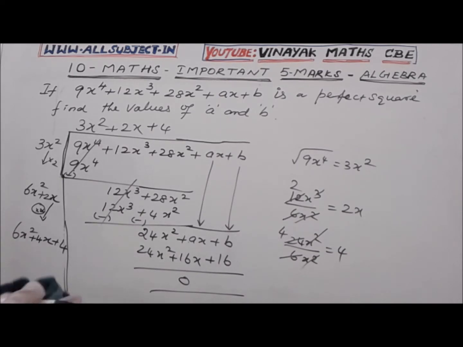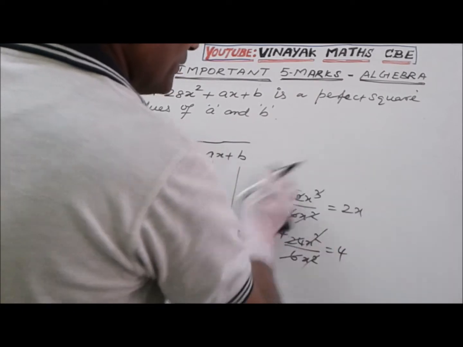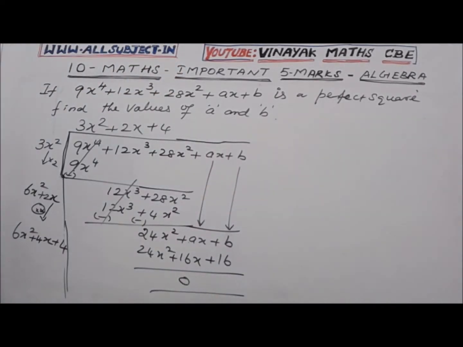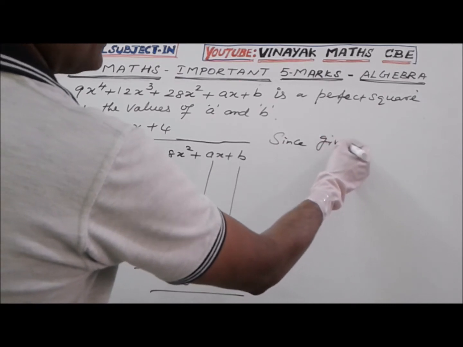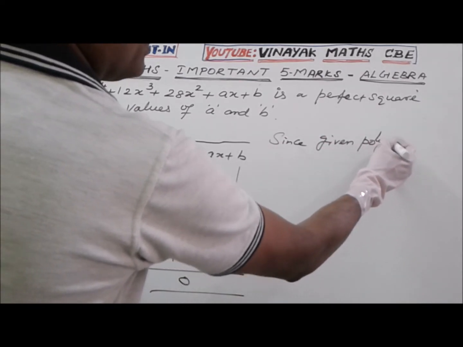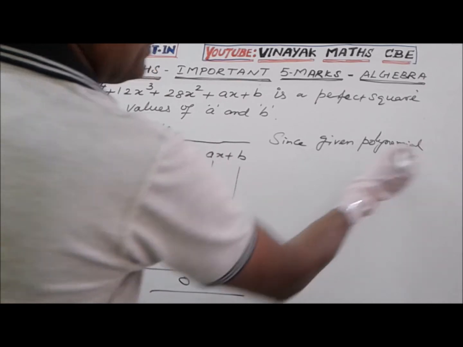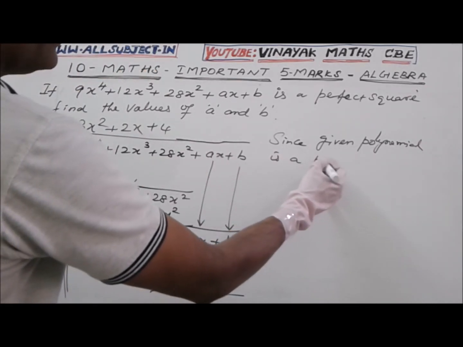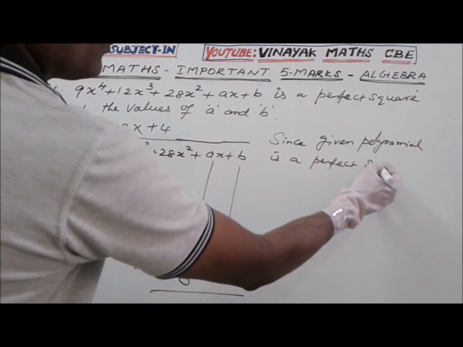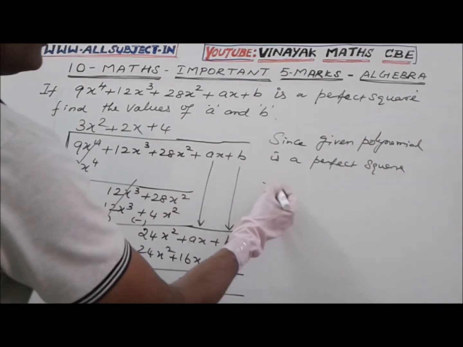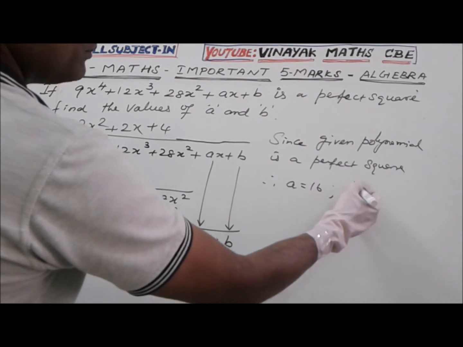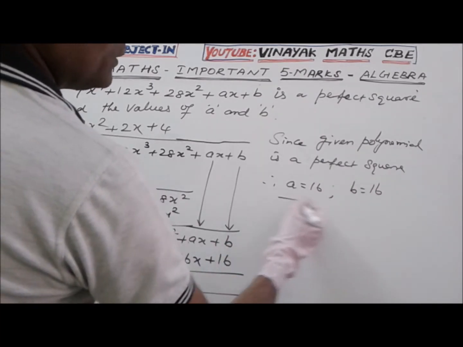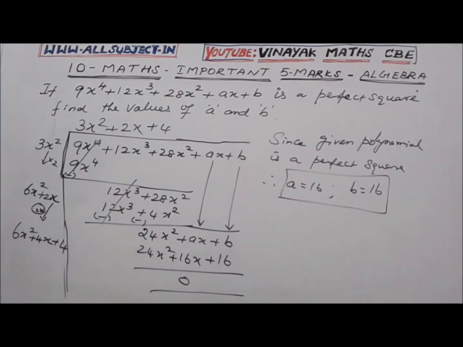Therefore, since the given polynomial is a perfect square, a should be 16 and b should be 16. Therefore the values of a and b are 16, 16.